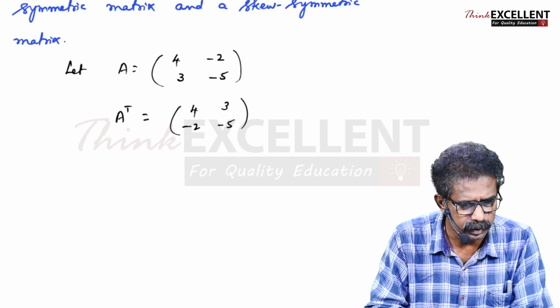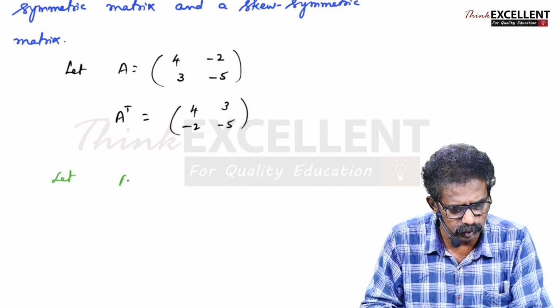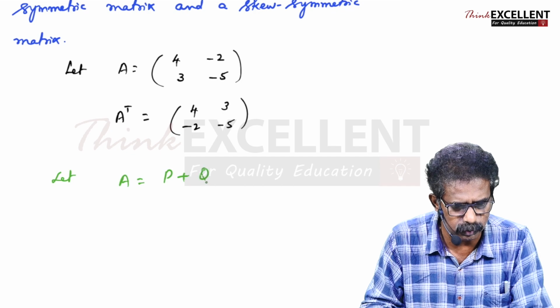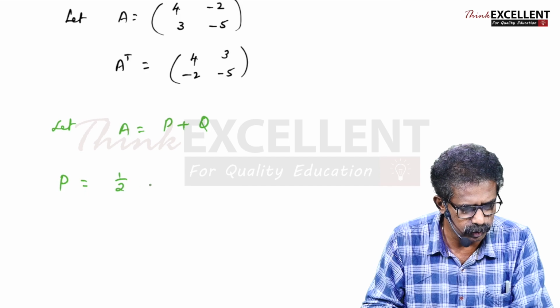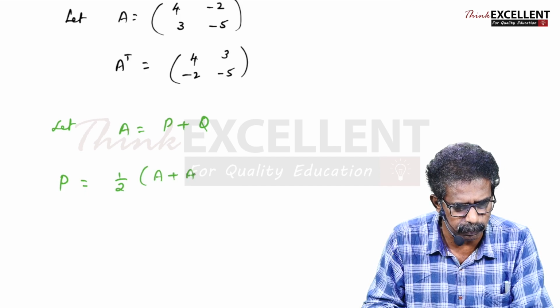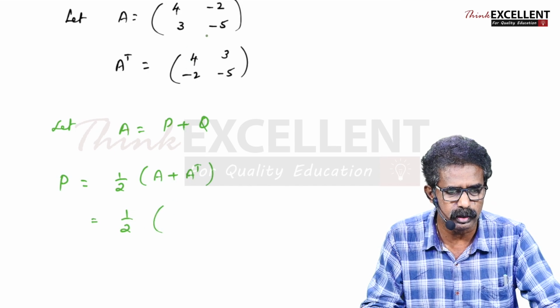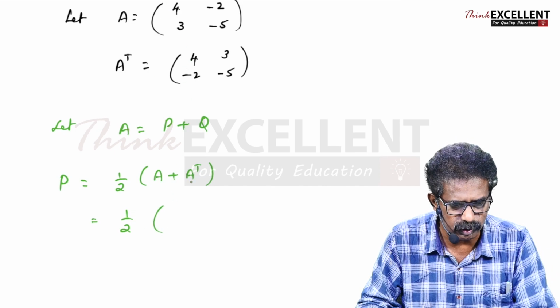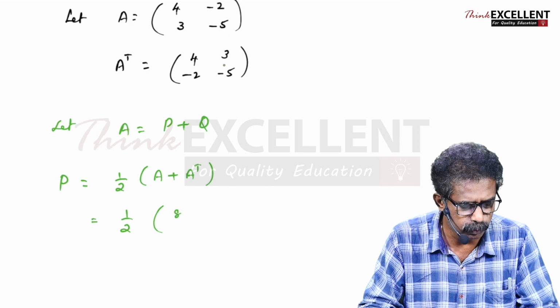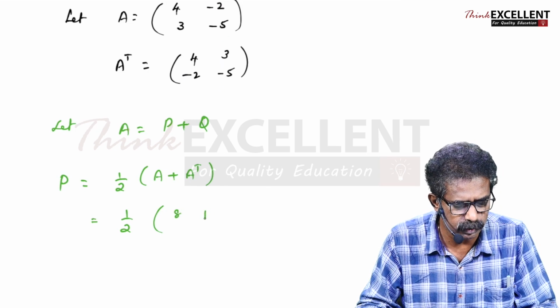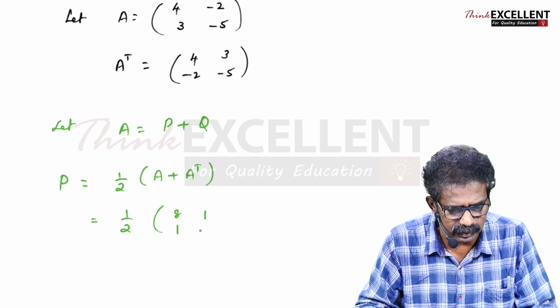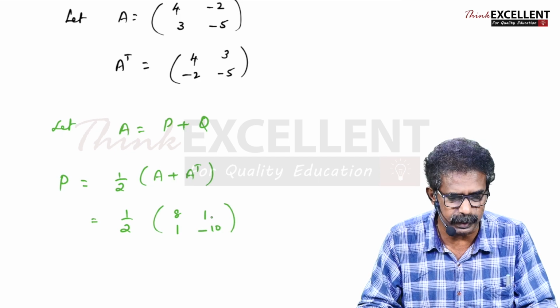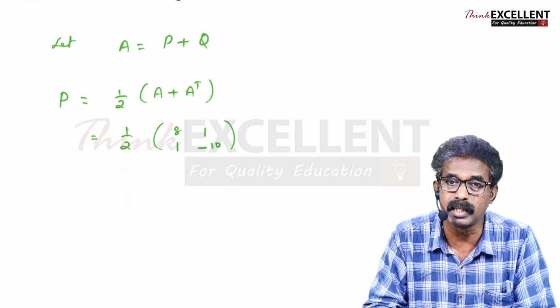Then let A equal P plus Q, where P equals 1 by 2 into A plus A transpose. We just add them. 4 plus 4 is 8. Minus 2 plus 3 is 1. Then 3 minus 2 is 1. Minus 5 minus 5 is minus 10. So this is P, and you have to prove it is symmetric.